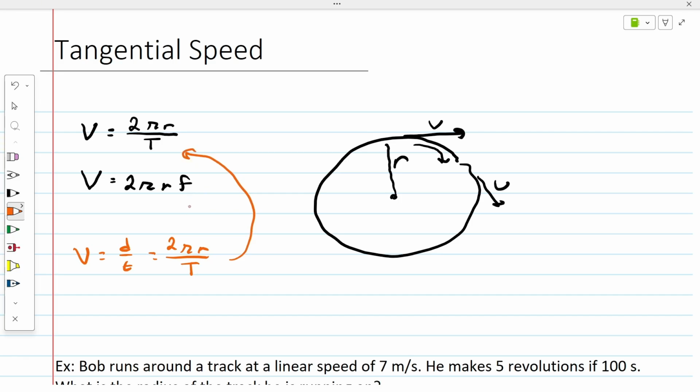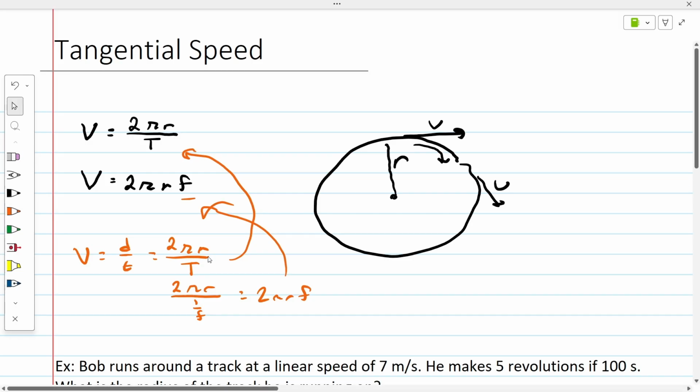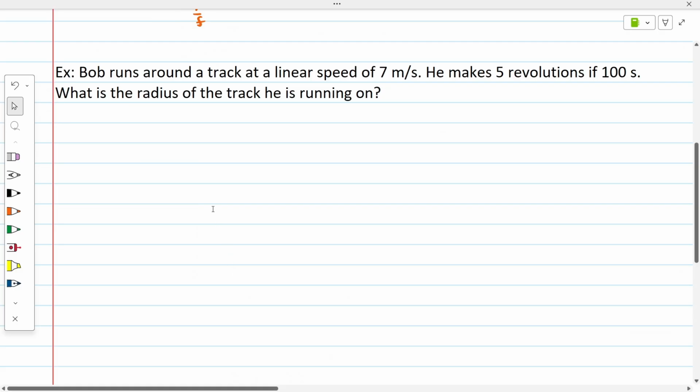And then we can also solve it with frequency, and since we know the period is just 1 over frequency, we can plug that in and get 2 pi r f, and that's how we get the second equation here. Alright, so let's do an example with tangential speed. So Bob runs around a track at a linear speed, or tangential speed, of 7 meters per second. He makes 5 revolutions in 100 seconds. What is the radius of the track he's running on?